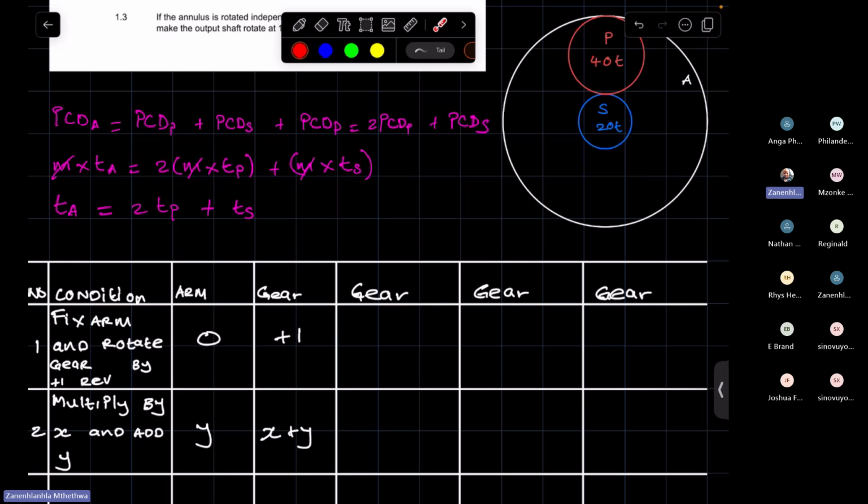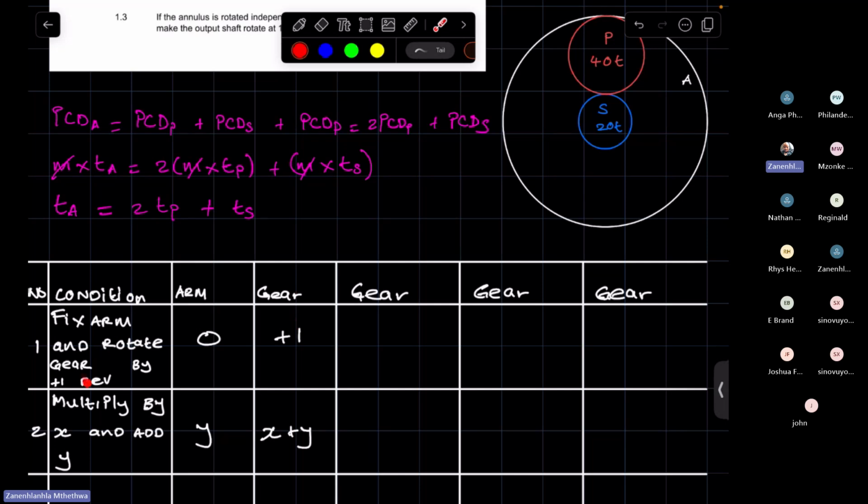Number two, the way I have my components laid out is such that the first two columns after the condition column are the components included in the first condition. The first condition first makes mention of the arm, hence the first column is the arm. The second component mentioned is the annulus, hence the second column represents the annulus. I would insist that you take the very same approach. It makes things very easy.